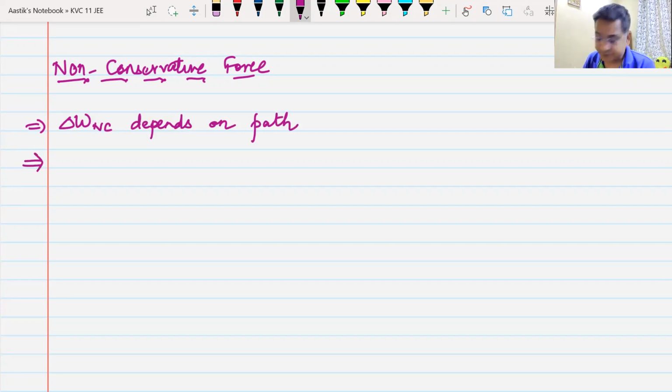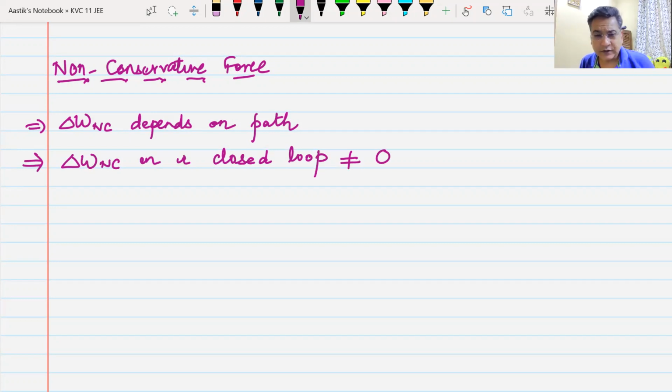Second point. Work done by a non-conservative force in a closed loop will be how much? It's not equal to 0. It will never be equal to 0. If I start from point A, go to point B, then I go from point B to point A, work done by a conservative force will be 0, but work done by a non-conservative force will not be 0.